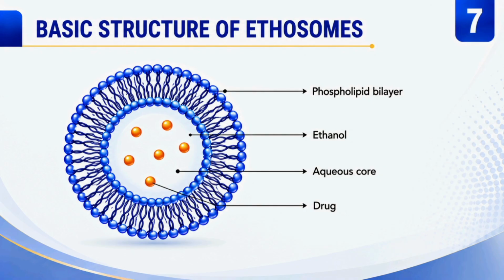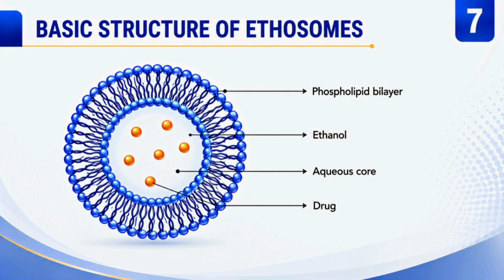So ethanol is incorporated into the system and modifies the membrane properties. Because of the ethanol, the lipid bilayer becomes more flexible and less rigid compared with more conventional liposomal systems, right? So this flexibility is extremely important for the transdermal permeation.